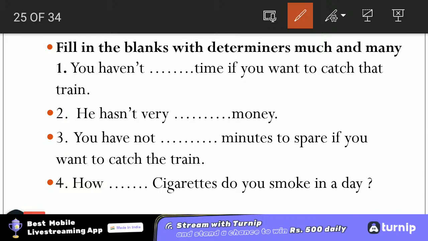You haven't blank time if you want to catch that train. Yes, perfect, Vanshika. See, perfect. You haven't much time if you want to catch that train. The next, he hasn't very blank money. Yes, he hasn't very much money.